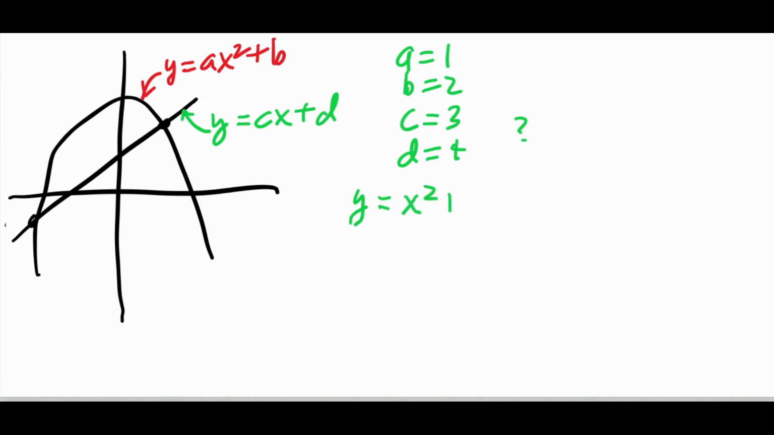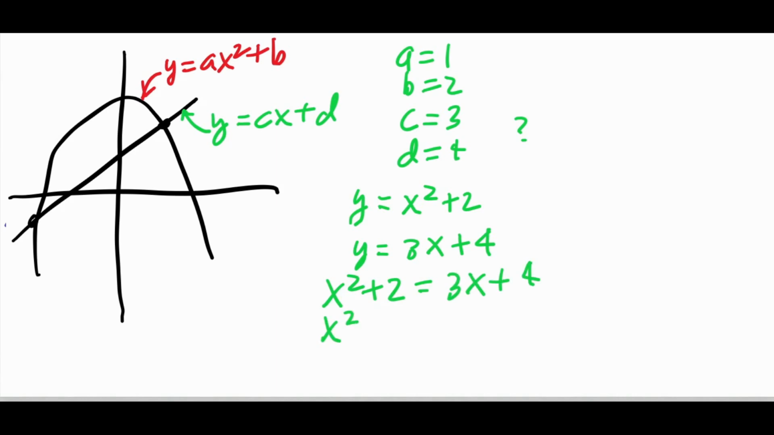Which would mean we've got y is equal to 1x squared plus 2, and the line would be 3x plus 4. How can we find out whether that's the answer? Well, where do they intersect? Let's set them equal to each other to find out what x's work for those two equations. Bring the 3x over, bring the 4 over.